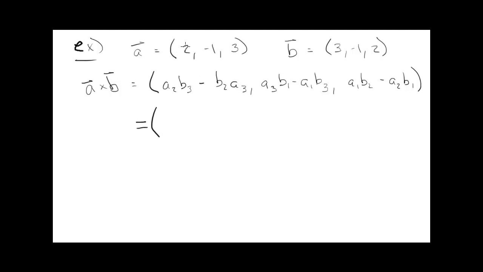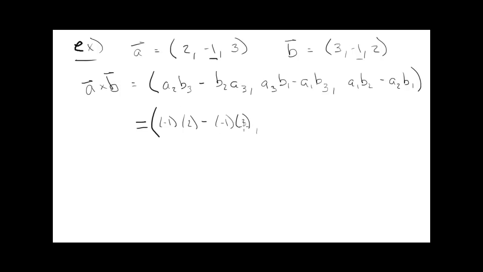And now let's work it out. A2 is the second A component, so minus 1 times B3, the third B component, so 2, minus B2, which is negative 1, times A3, which is 3.